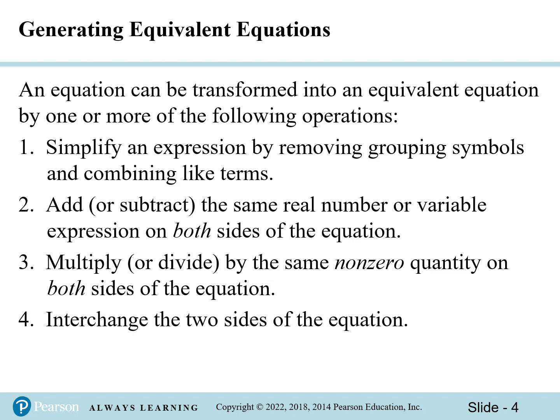Generating equivalent equations. An equation can be transformed into an equivalent equation by one or more of the following operations. 1, simplifying an expression by removing grouping symbols and combining like terms. So that's distribution, and then getting everything together on each side of the equal sign. 2, add or subtract the same real number or variable expression on both sides of the equation. Whatever you do to one side, you have to do to the other. 3, multiply or divide by the same non-zero quantity on both sides of the equation. Again, whatever you do to one side, you have to do to the other. And 4, interchange the two sides of the equation.